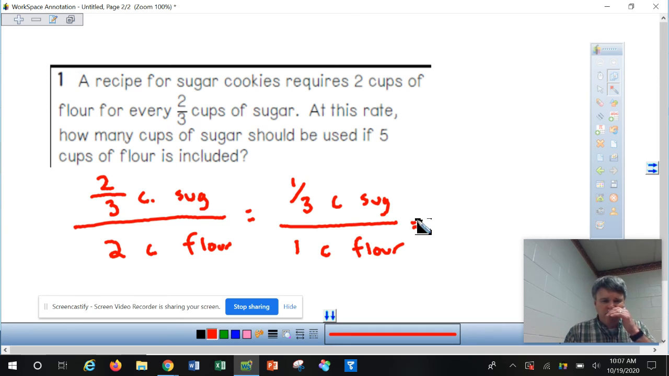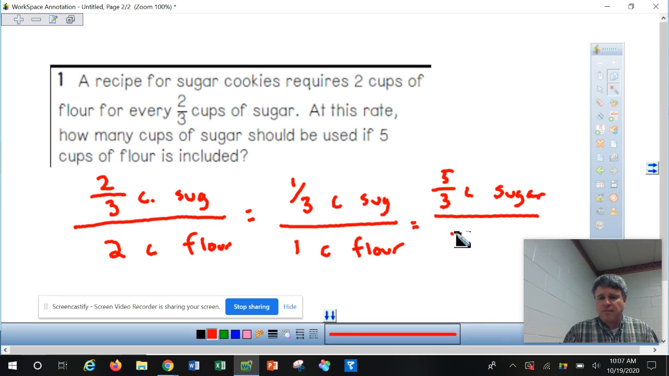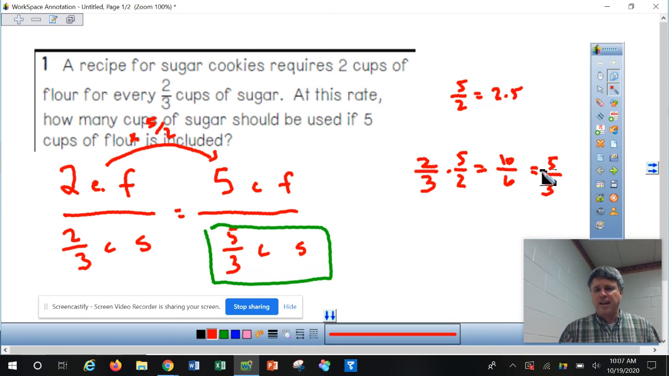And what I want to know is how many cups of sugar should be used if 5 cups of flour. So if it's 1/3 per 1 cup of flour, I just multiply everything by 5 there, and I have 5/3 of a cup of sugar per 5 cups of flour. So in both of these I get 5/3 of a cup.